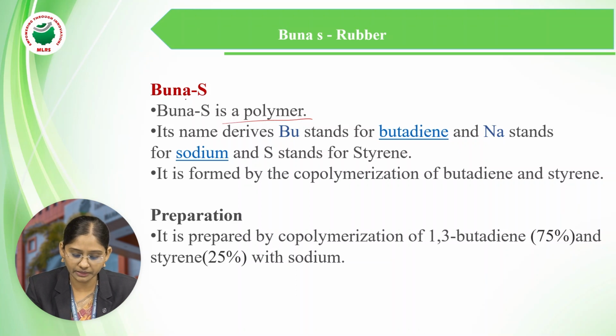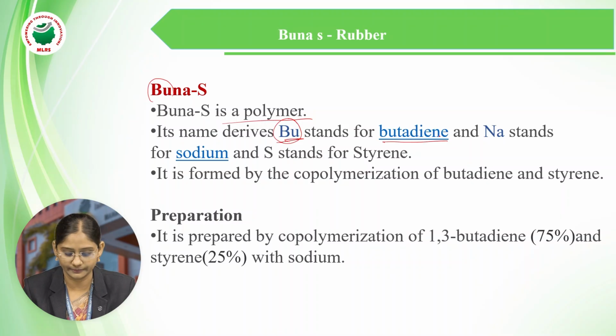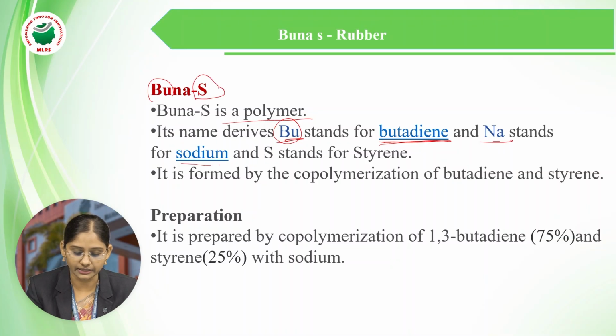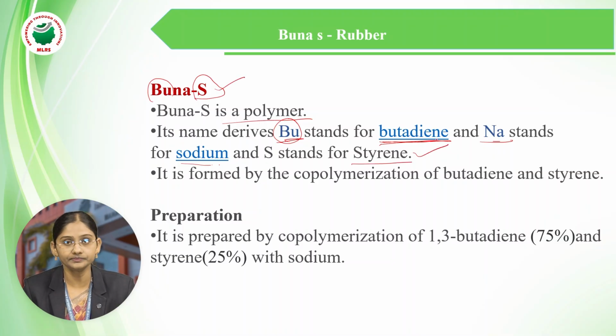How is Buna-S named? Bu stands for butadiene. Na stands for sodium, and the capital S stands for styrene. So we take the styrene monomer and the butadiene monomer in the presence of a catalyst, sodium.